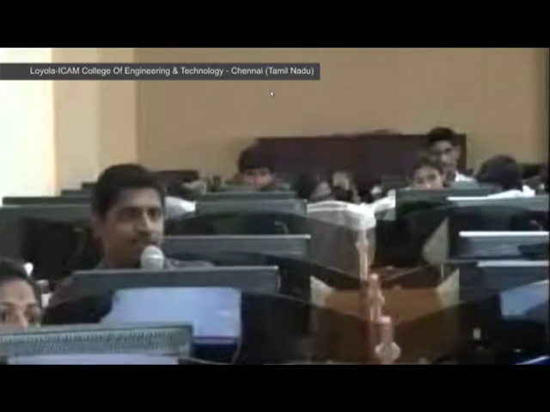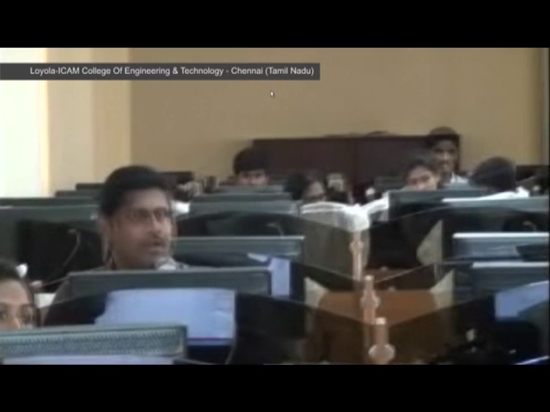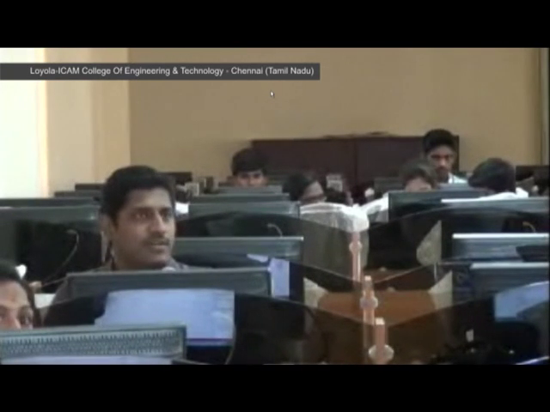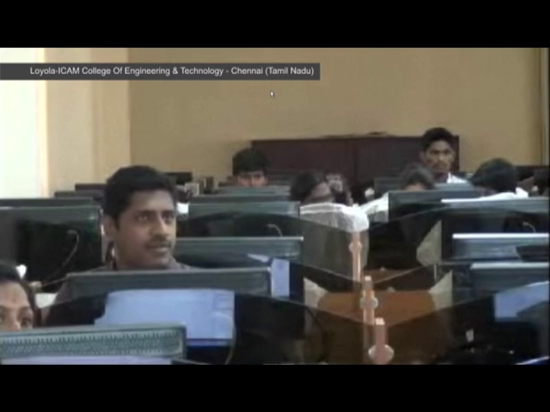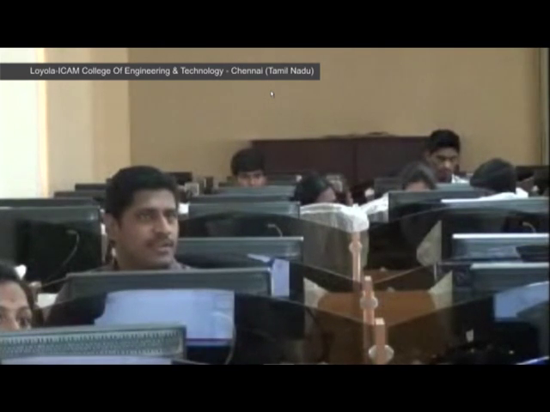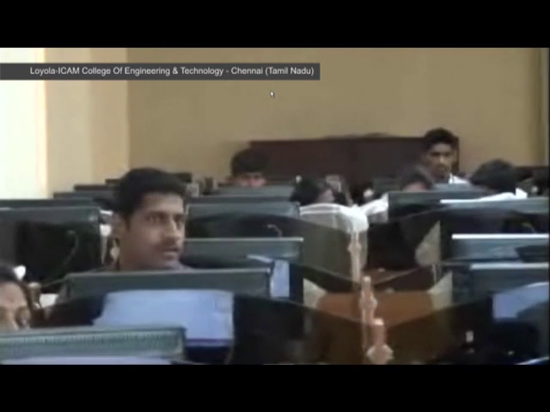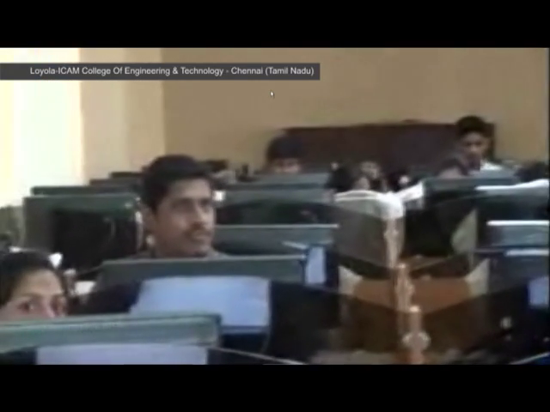Good morning. This is Remy from Loyola ICAM, Chennai. My question is whether we can regulate the internal side of a green building so that we can get the same comfort that is available in a normal air-conditioned room?